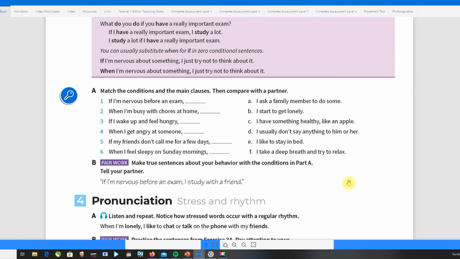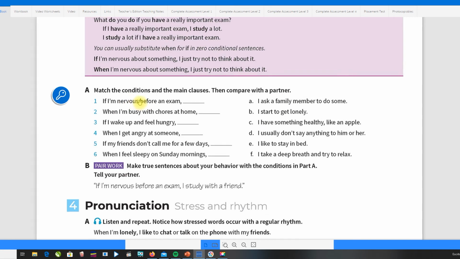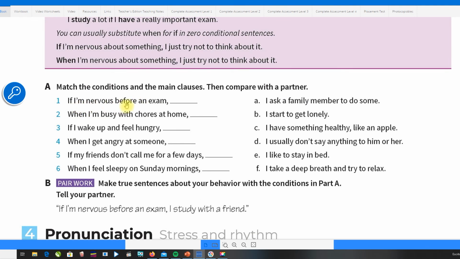Now that we have already watched the video, we can do these exercises, right? Match the conditions and the main clauses and compare. For example, it says, if I am nervous before an exam, what is the correct alternative? You can say, for example, I take a deep breath and try to relax. Okay, so you have to complete this part and this part, right? Now, let's check your answers immediately. All right, let's check it out.